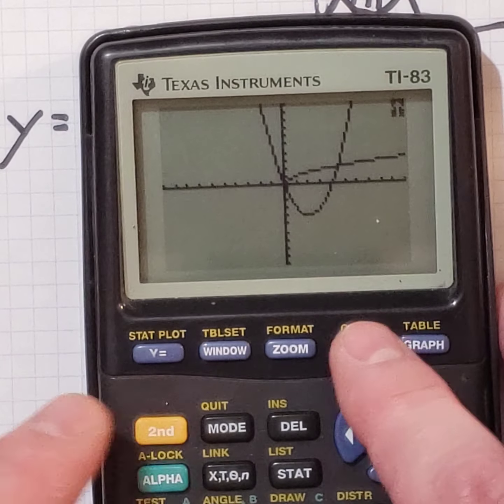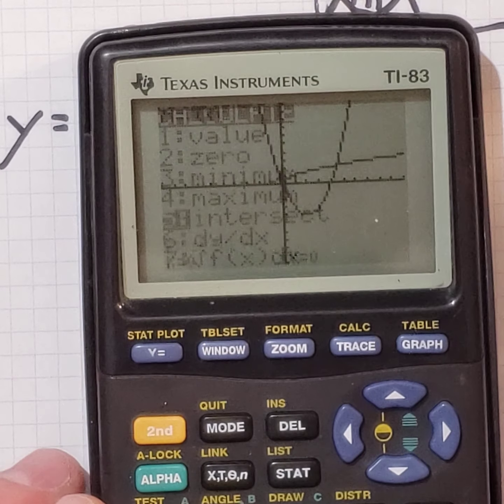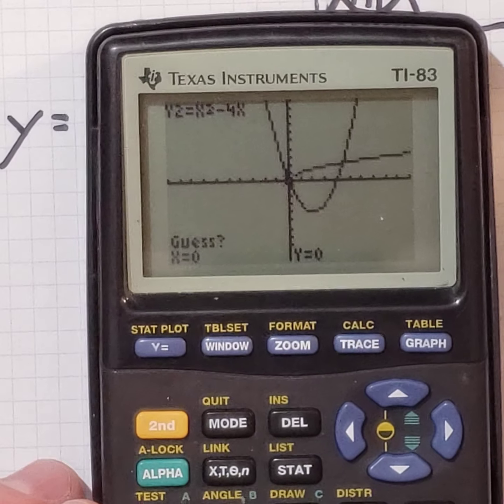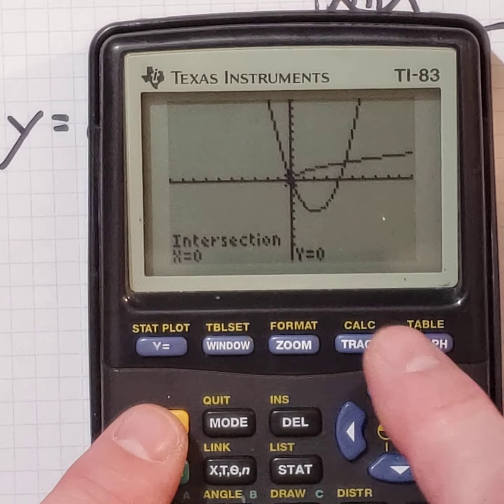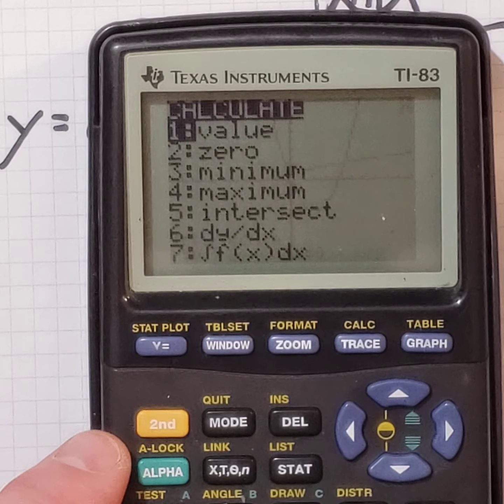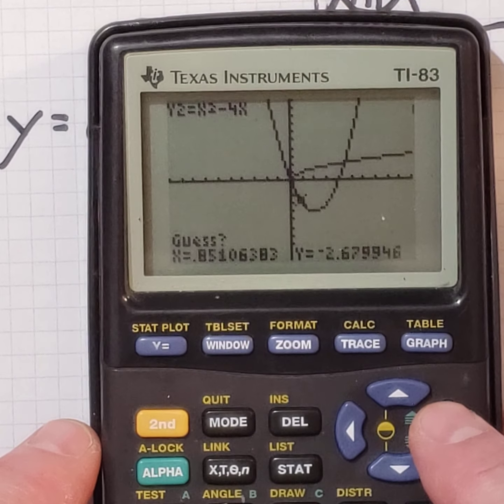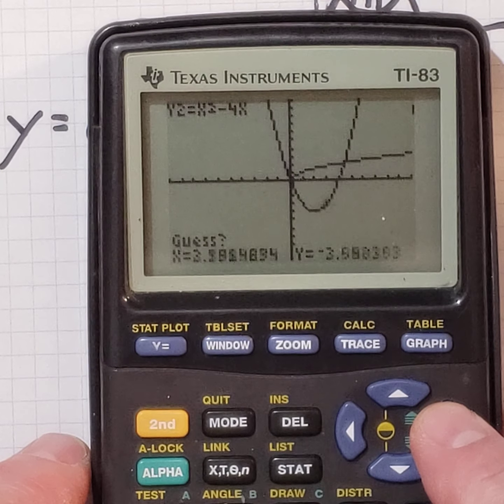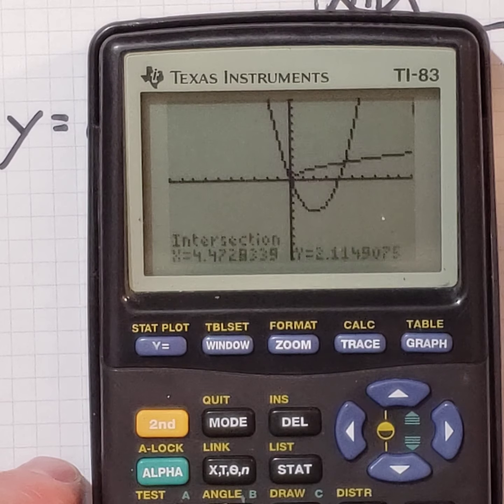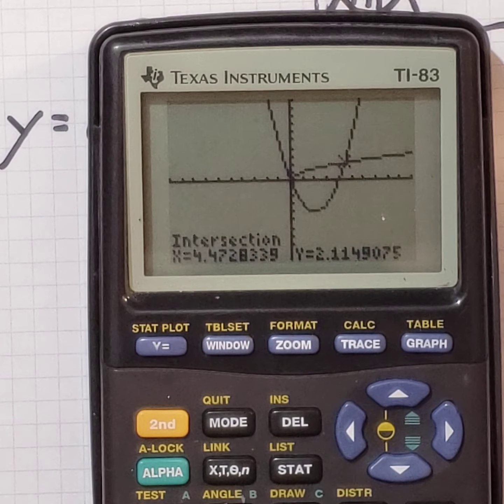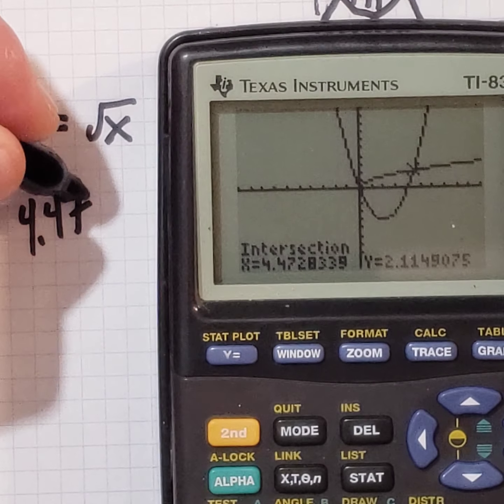So second trace down to 5 for intersect. And then enter, enter. If I hit enter again, it's going to give me the intersection at 0, 0. So I want to do second trace 5, enter, enter. But before I hit enter again, move that cursor so it's closer to the intersection I want it to find, and then hit enter a third time. I get 4.473.